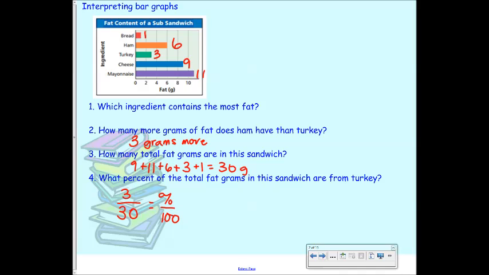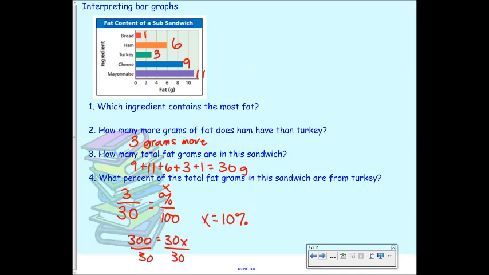Cross multiplying. So 3 times 100 is 300, and 30. This is like my x, right? So 300 equals 30x, and then what? Divide by 30, divide by 30, and you end up getting x equals 10%. So 10% of that sandwich's fat comes from turkey.